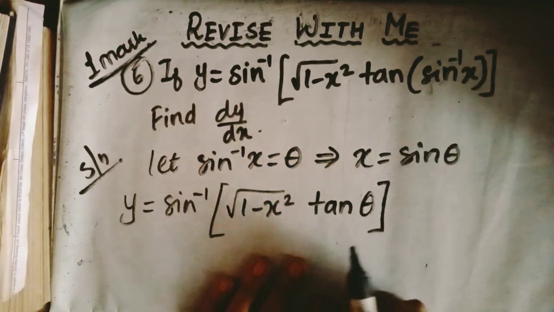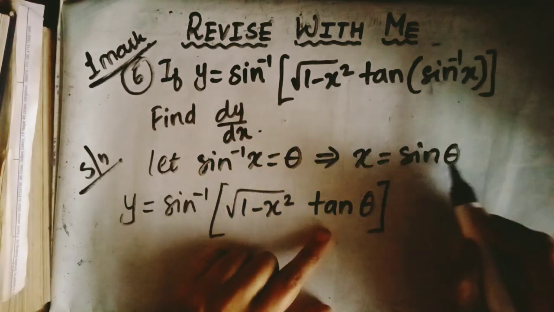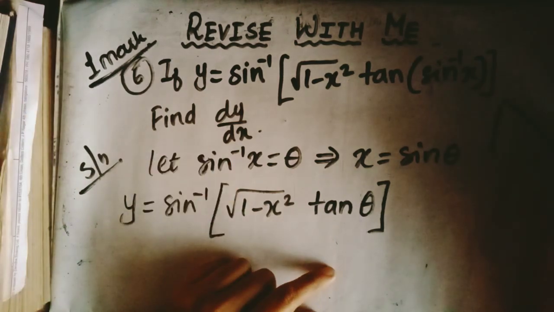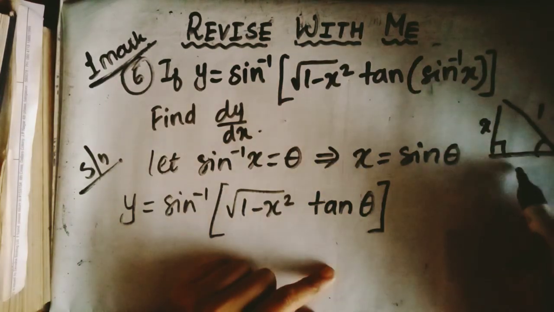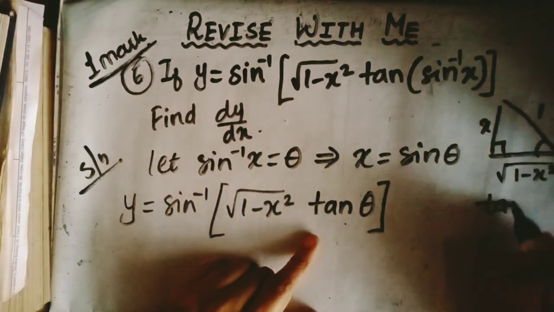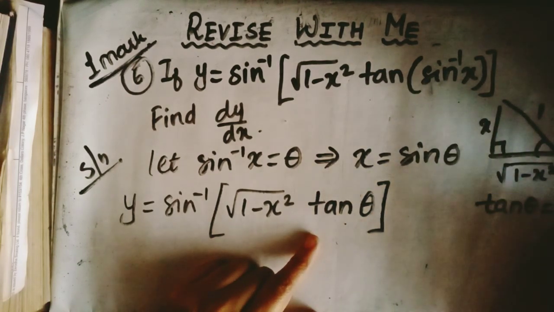Now using this, you can find tan theta using the triangle method. So your sine theta is x, that is x upon 1. So this side will be what? Root of 1 minus x square, right? So your tan theta will be adjacent, that is root of 1 minus x square upon x.